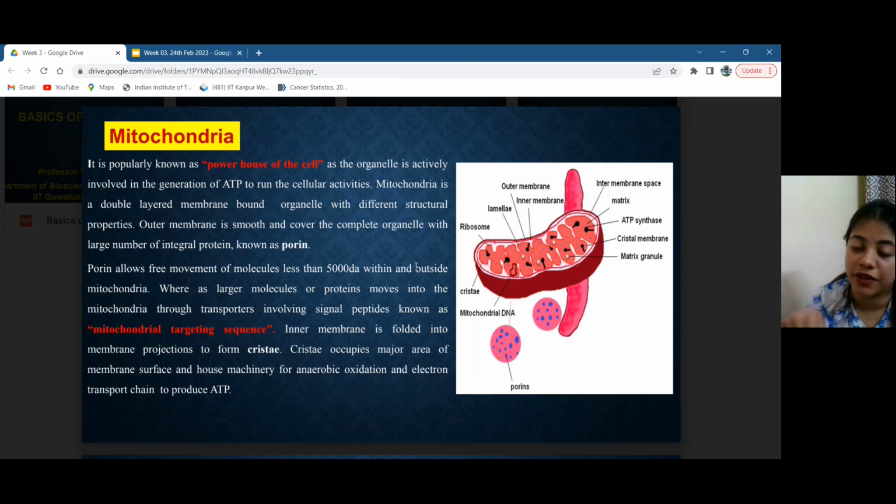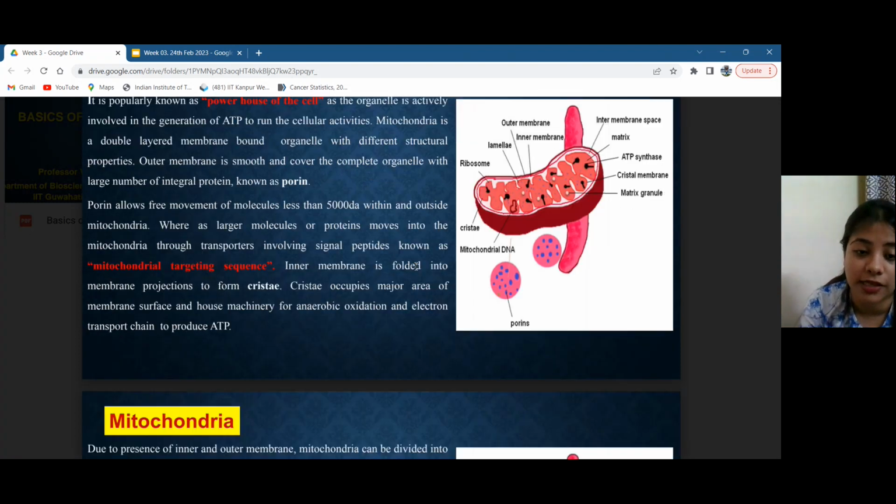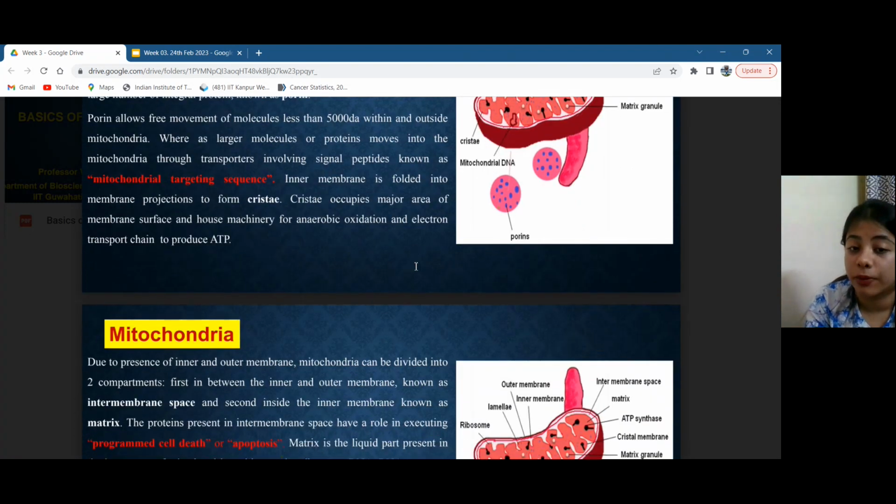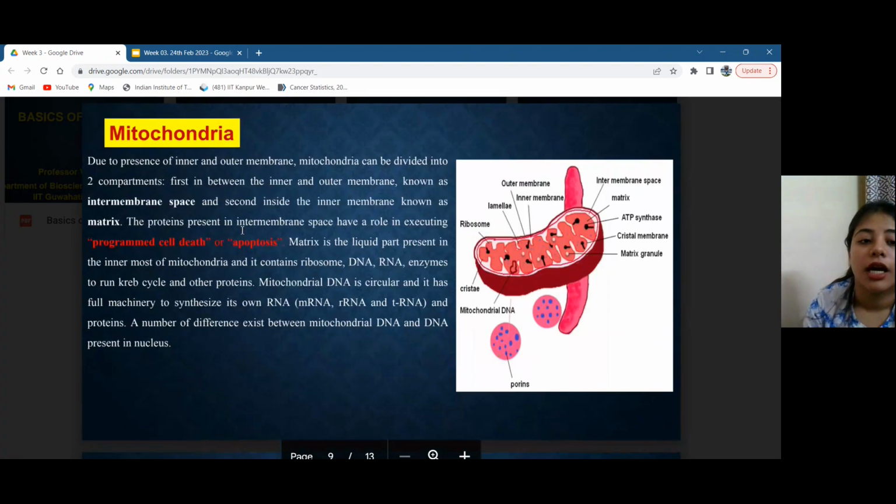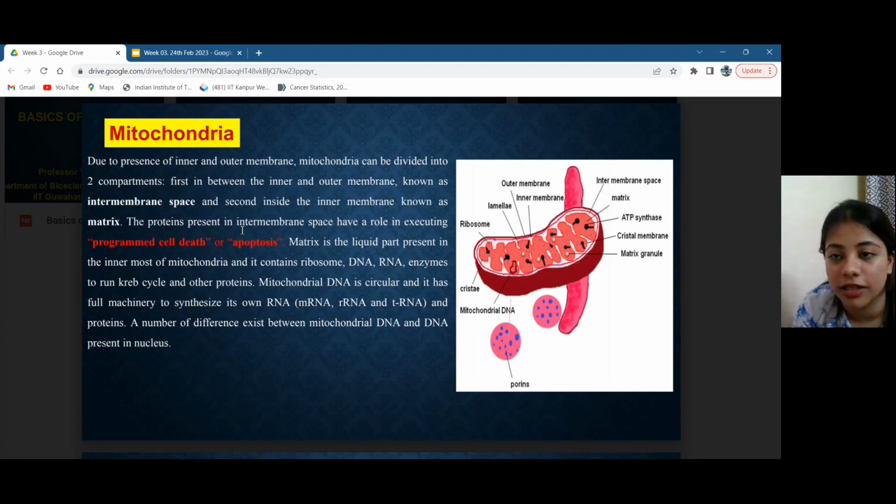Then the inner membrane has these cristae that occupy a large portion. It's actually allowing a much larger surface area to be accommodated within a much smaller space, and that has the machinery for aerobic oxidation and the electron transport chain. The other substructures that we talked about, like the intermembrane space and the matrix, are also present. Apart from that, proteins present in the intermembrane space are responsible for apoptosis, or the process commonly known as programmed cell death. And the matrix actually contains the ribosomes, RNA, DNA, and the enzymes for the Krebs cycle to be carried out, which was also the assignment question.